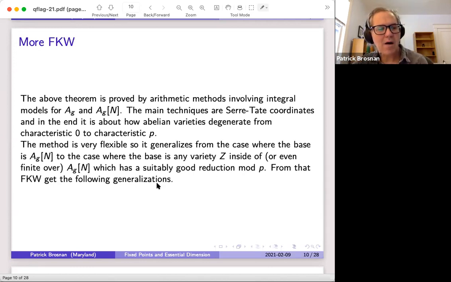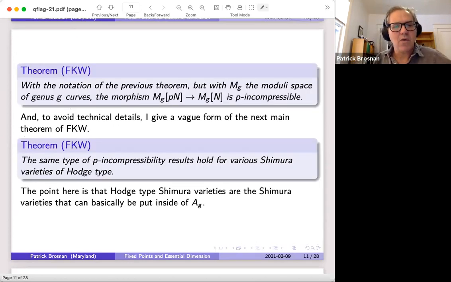Okay, from that, Farb, Kisin, and Wolfson get the following generalization. So here's maybe the first theorem that's easiest to state.